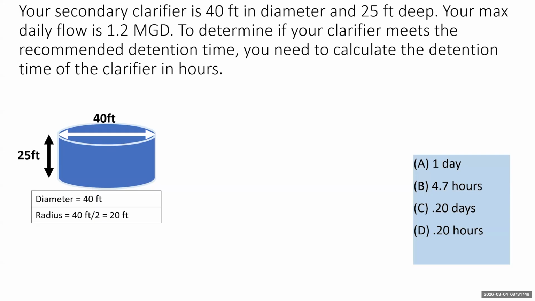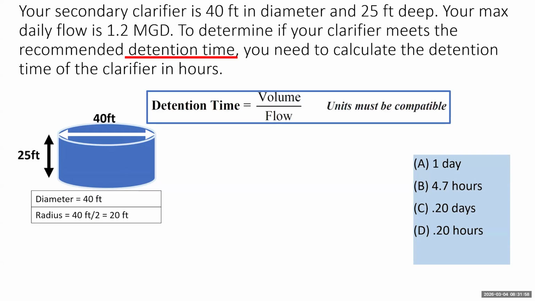But the first thing we need to do is figure out what formula we're going to use. So we need to calculate the detention time, it says. So detention time calculation, here's the formula. Detention time is volume over flow. So what do we know? Do we know volume? Not really. Do we know flow? Yes, we know that it's 1.2 million gallons per day. But can we figure out the volume? We can, because we know the size of the tank.